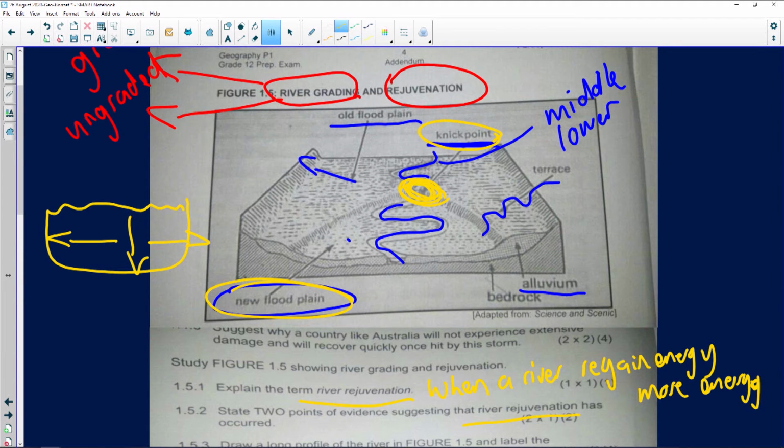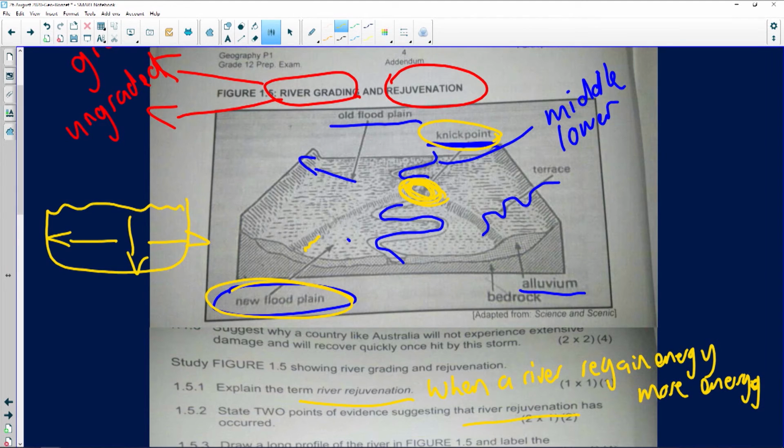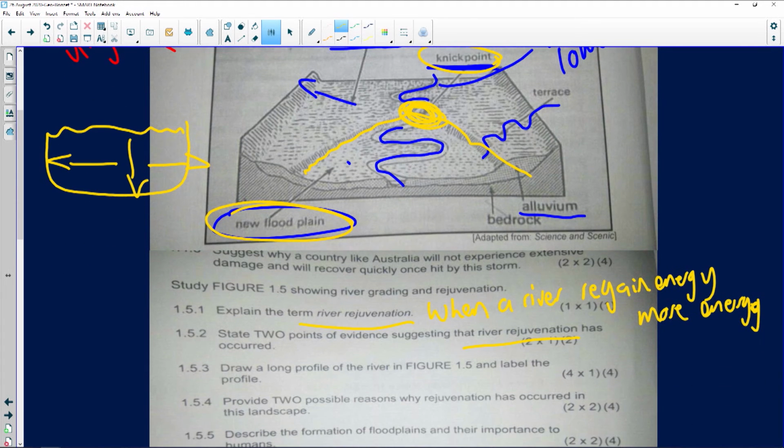So what has happened in this diagram over here? More water has been added to this river, more erosional capabilities. So the river has become wider and deeper, as you can see over there, because it's created a new floodplain.